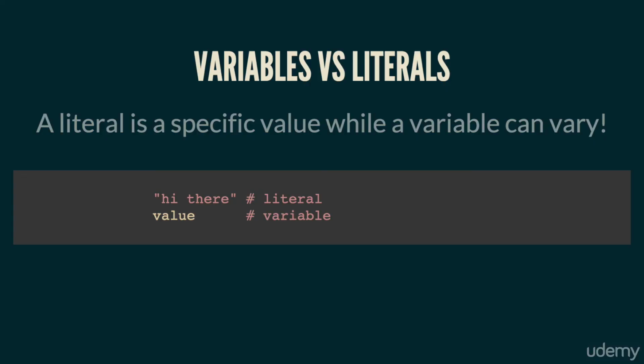In Ruby, we also have the idea of a literal. So a literal is literally a string, or in some cases a number, or as we'll learn later, an object. So here, a literal is a string inside quotes. A variable is something that can be changed.